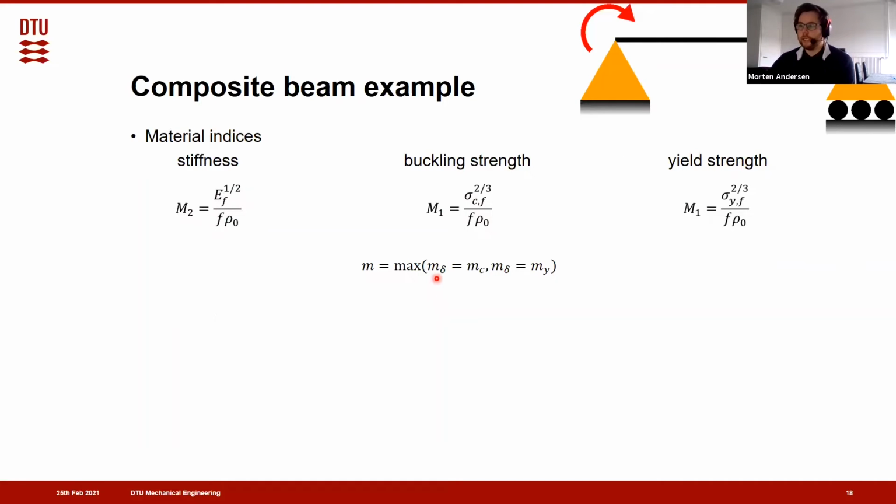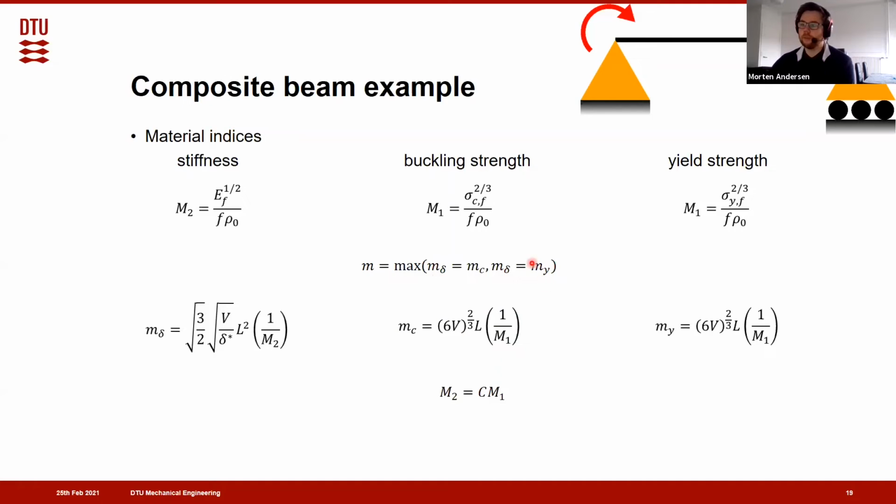And once again, as the optimal beam is the one that satisfies both the displacement constraint and the buckling constraint, or the displacement constraint and the yield constraint, we can equate the two material indices with each other. So basically we set up an equation where M2 is equal to M1, and we gather all the geometry parameters in this coupling line C, and I'll get back to that in a little bit.